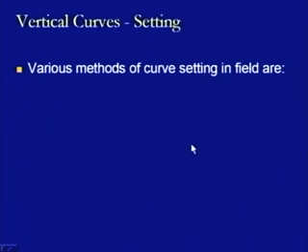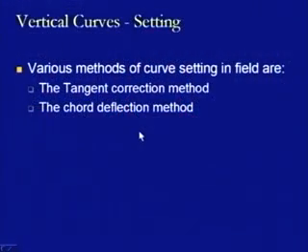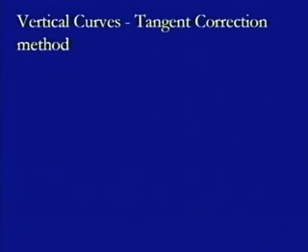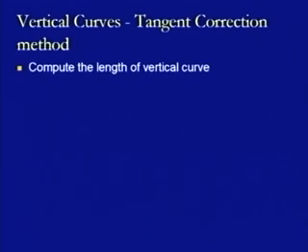Now, we come to the next aspect of the vertical curve, the setting of the curve in the field. There are different methods by which curves can be set in the field: the tangent correction method and the chord deflection method. The tangent correction method is considered simpler than the other method, and it is also more convenient for the field staff to lay the curve using this method. So, in the case of the tangent correction method, we can set out the vertical curve by the following process.